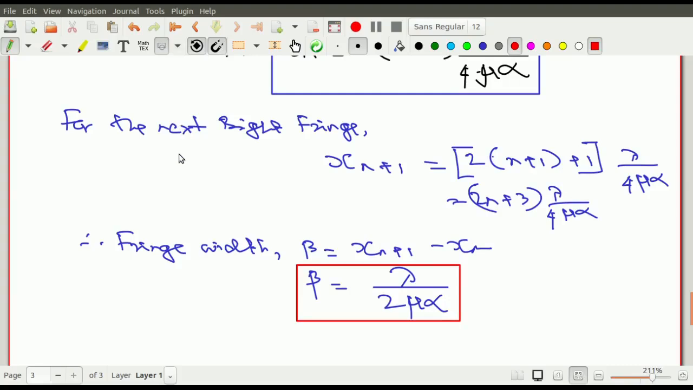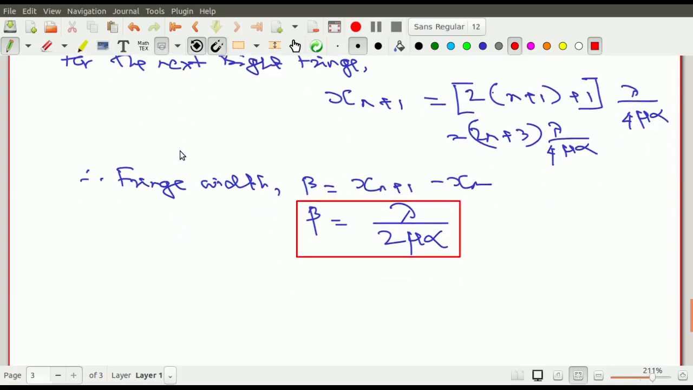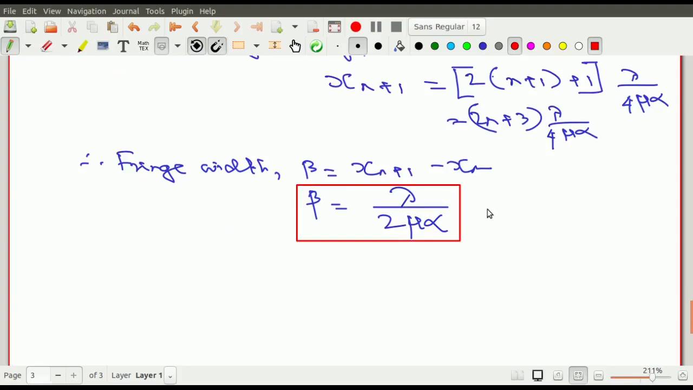and you see that it is independent of n, so এটা কিন্তু n এর উপর independent, so this is a constant, so you see that this one is a constant independent of the position of the fringe, মানে p পয়েন্টটা কোথায় আছে, whether it is nth fringe or n plus 1th or 100, it doesn't matter, so fringe width is a constant.